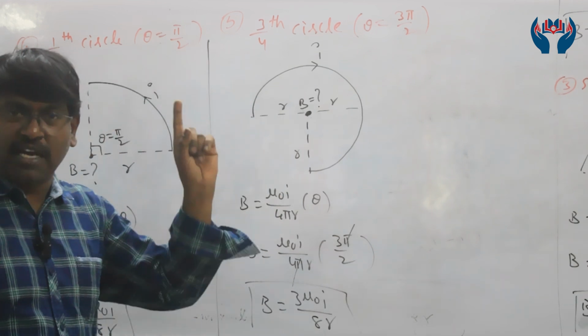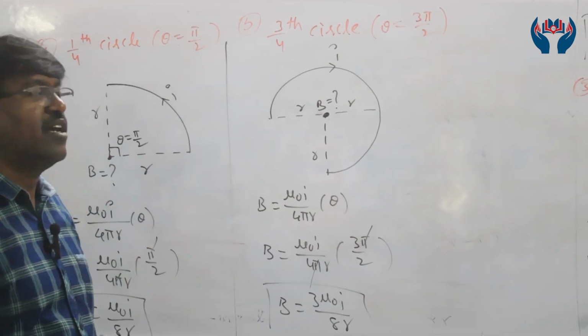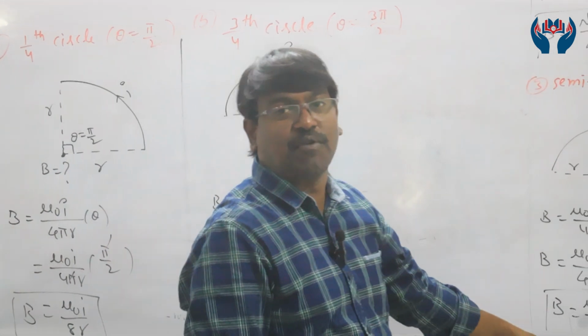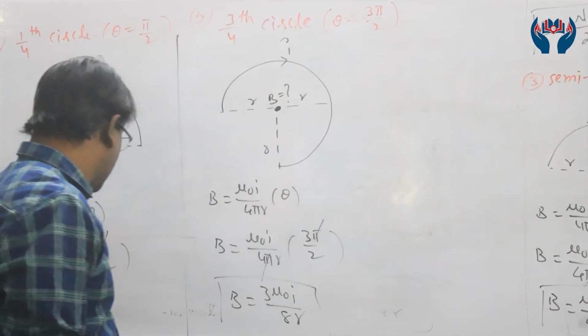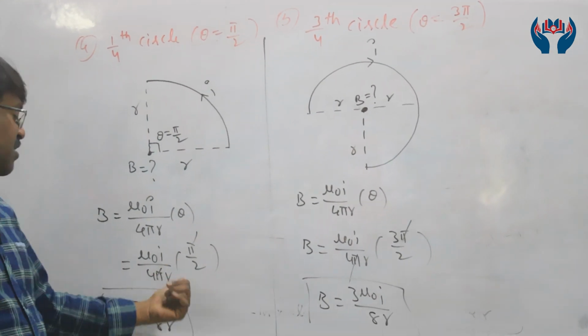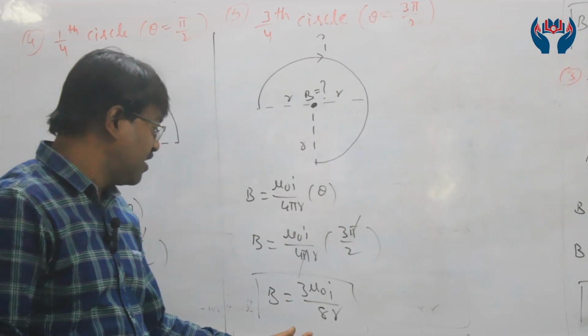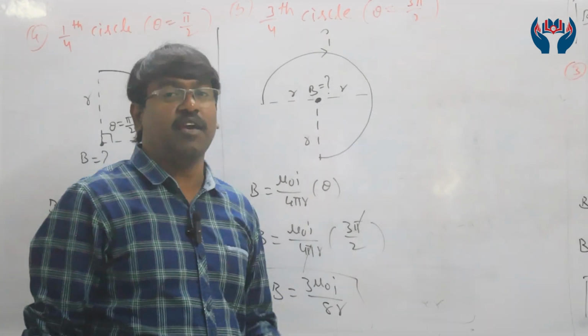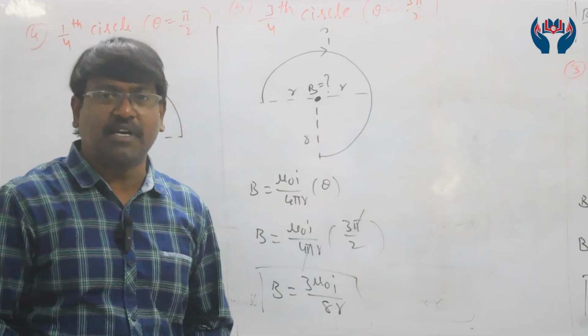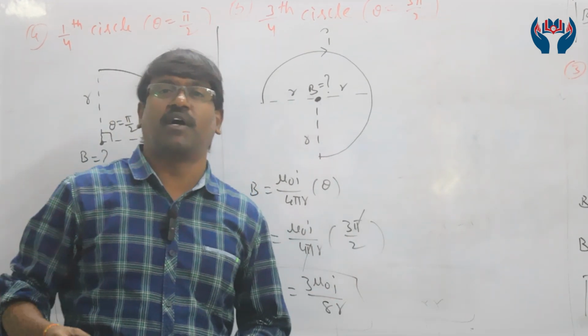Remember this formula. For a complete circle, mu naught I by 2 r. Okay, for a semicircle, mu naught I by 4 r. For a quarter circle, what is the magnetic field? Mu naught I by 8 r. For a 3 by 4th circle, what is the magnetic field at the center? 3 mu naught I by 8 r. So if we remember these formulas, we can solve the problems easily.